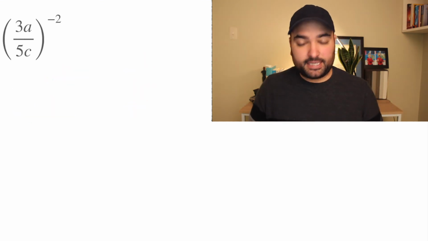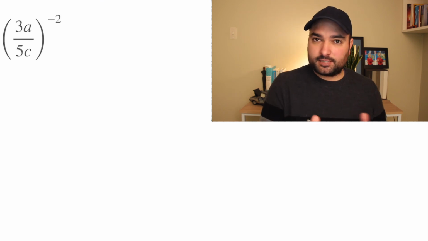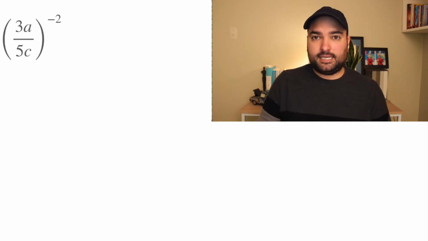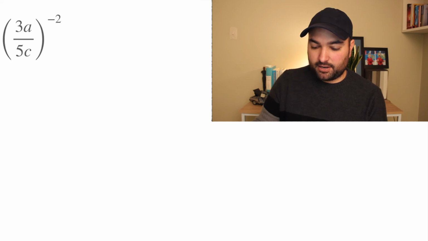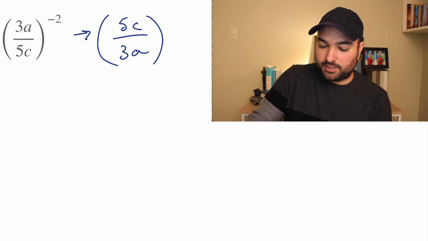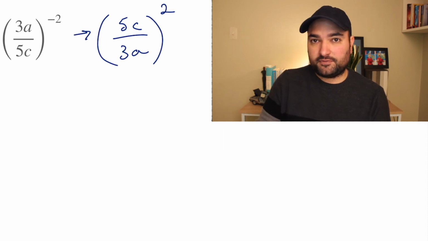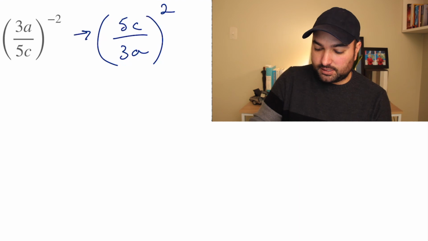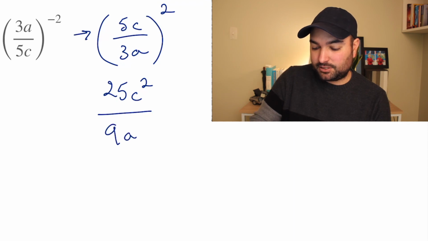And if you had numbers there, be careful. You also have to apply that exponent to the numbers in this case, because all of it is to the power of negative 2. So flip the fraction over, and you get 5c over 3a to the power of positive 2. 5c times 5c is 25c squared, and then we're going to square the bottom term. 3a times 3a is 9a squared.